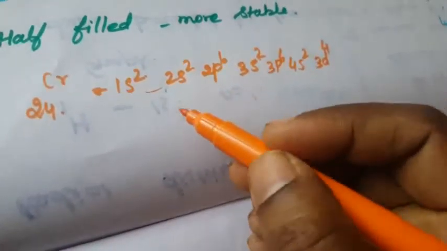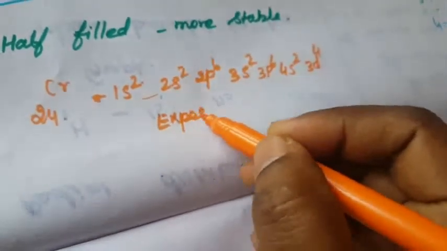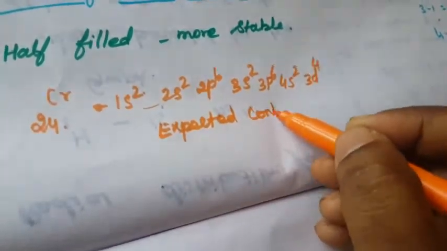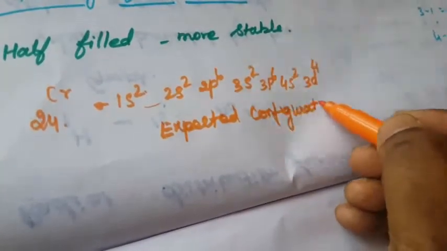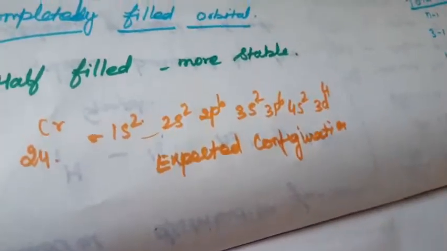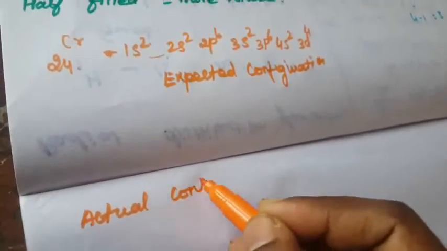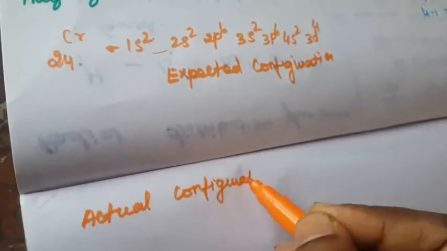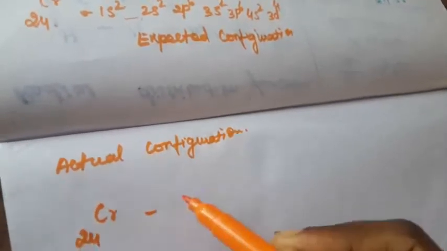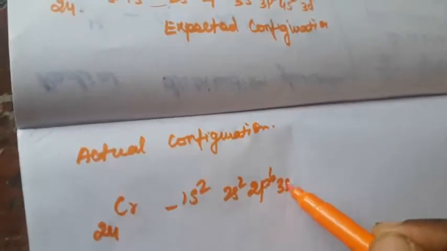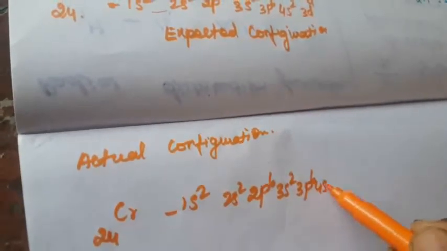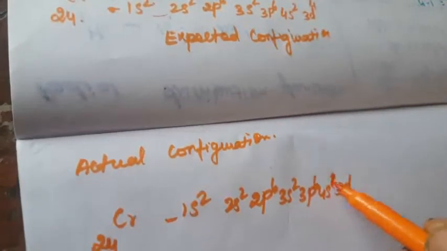This is called the expected configuration. Okay, this configuration name is expected configuration. Then again, what is meant by actual configuration? What is the actual configuration? That is again chromium, 24. How to write? 1s2, 2s2, 2p6, 3s2, 3p6, 4s1, 3d5.